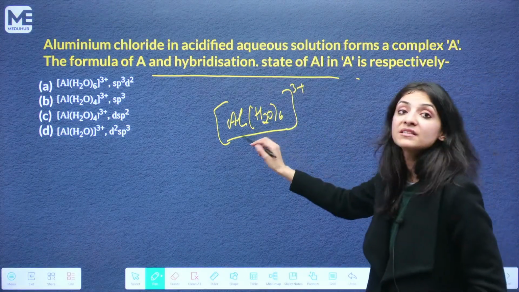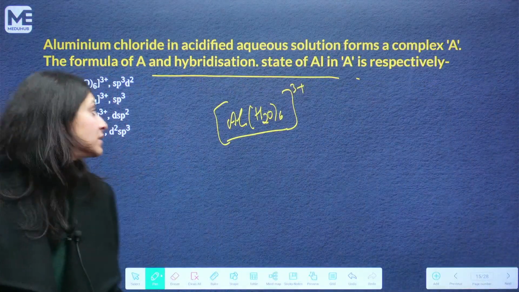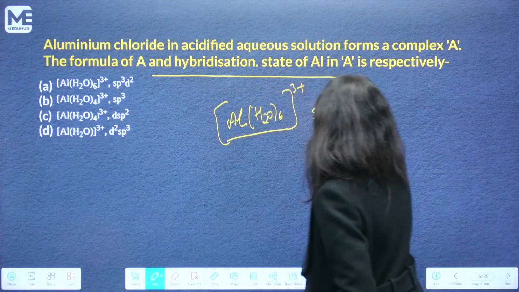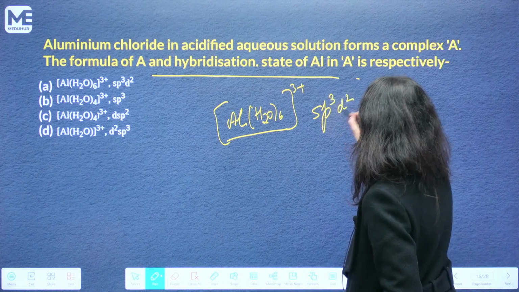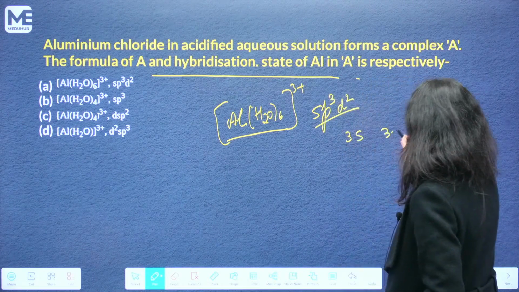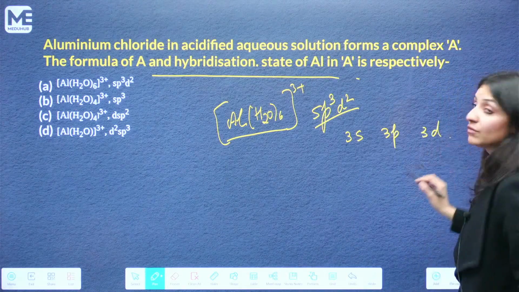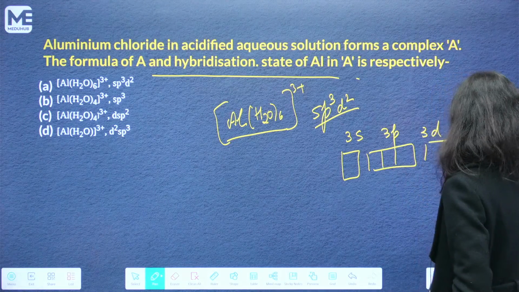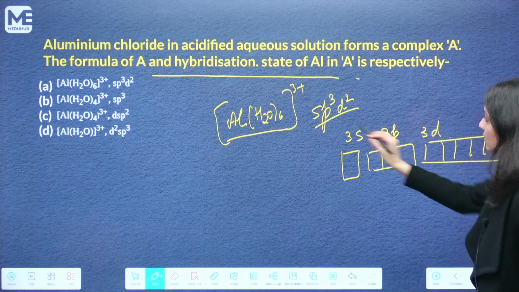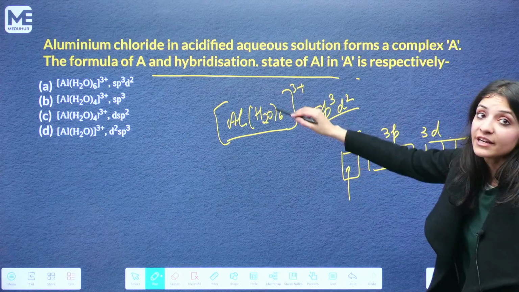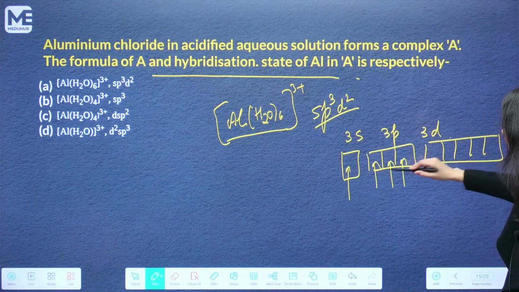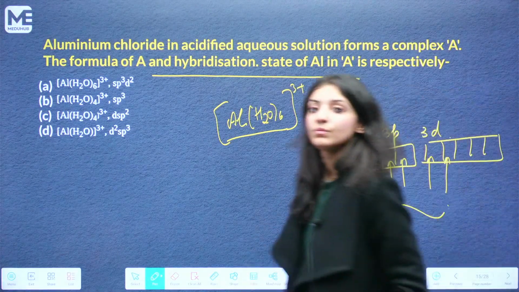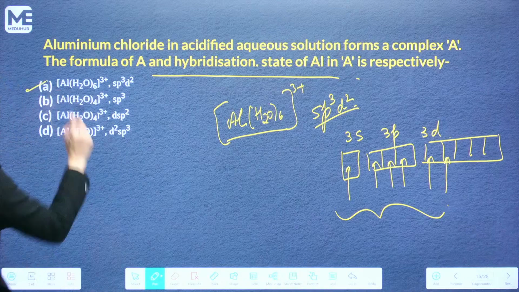Now what is the hybridization? Aluminium has empty d orbitals. No, the answer is not D. We discussed in the class, it is sp3d2 because 3s, 3p and then 3d. Al3 plus has this configuration. So one water molecule donates an electron pair here, 3 here and 2 here. sp3d2. So the answer is A.